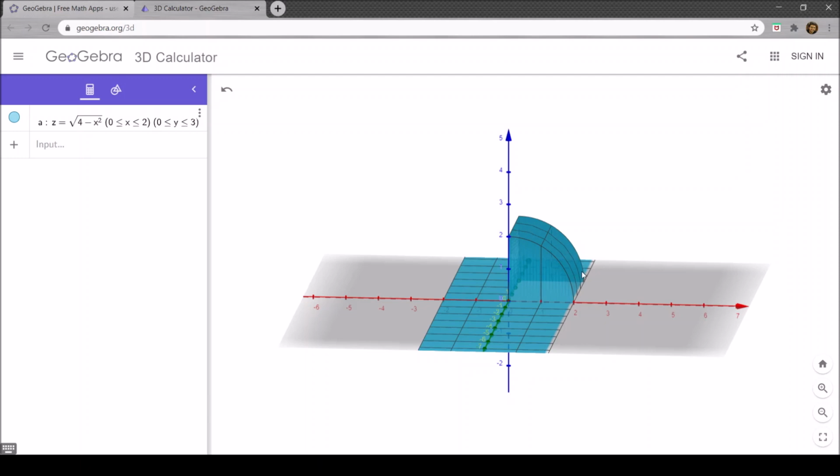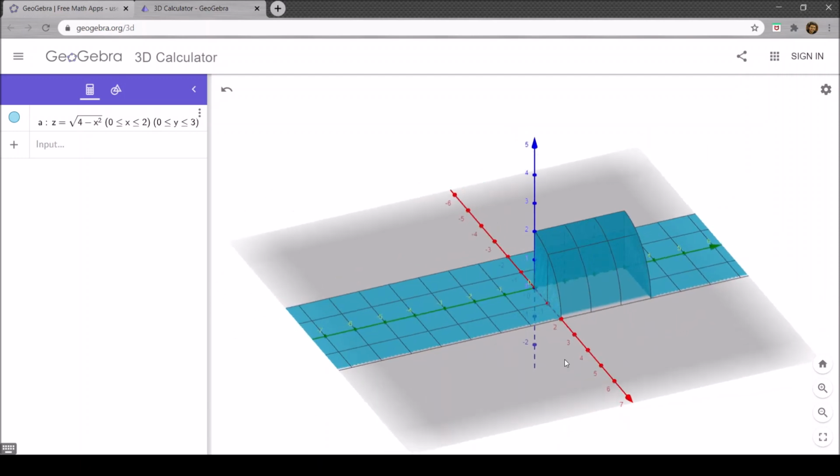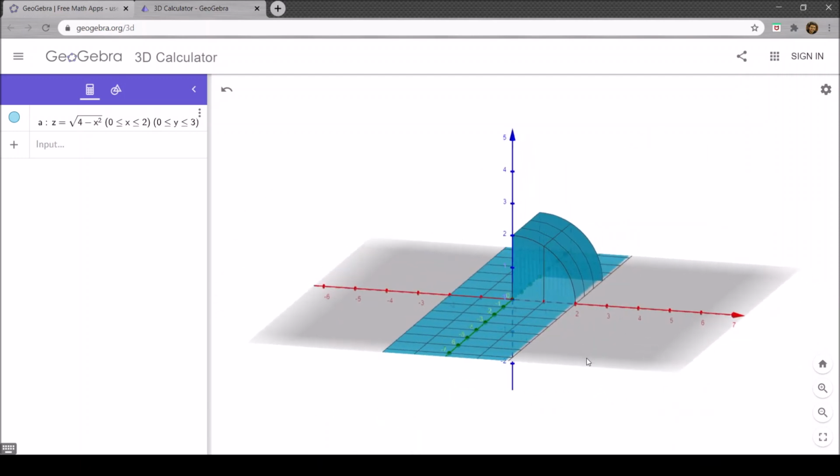I hope you can see my cursor, above this rectangle at the bottom. So this is the volume you want to find. Now to find the limits of z, make sure the axes are clear. The red one is the x-axis, the green one is the y-axis, and the blue one is the z-axis.